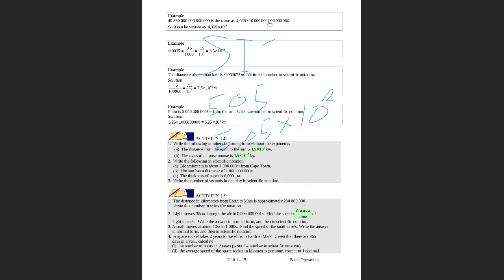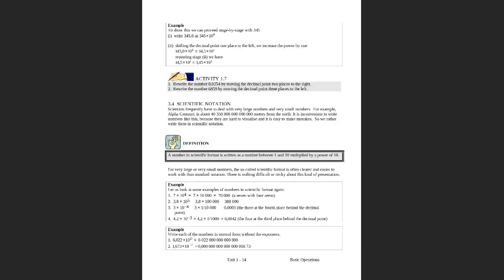Okay, good. So can you now explain to me what is a scientific notation? Excuse me, sir. I said, can you explain to me what is a scientific notation? When we say a scientific notation, what do we mean by a scientific notation?